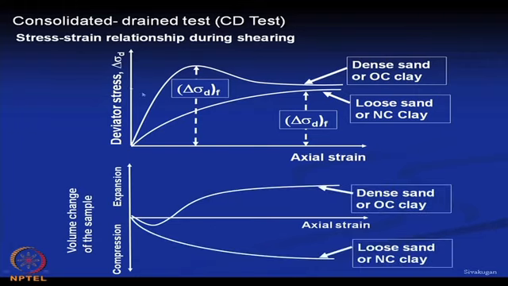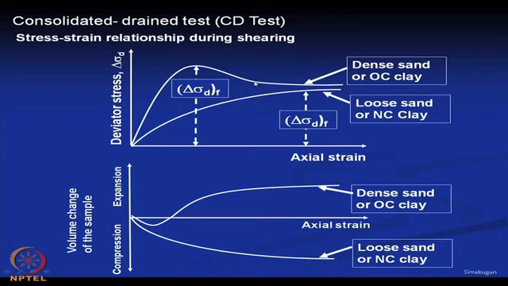So these are the typical sand or clay consolidated drained test, CD test, and the relationship during shearing. In the triaxial test, if I take this axis as the axial strain axis and this as the deviatoric stress, then this curve is for the loose sand or normally consolidated clay, and this curve is for the dense sand or over consolidated clay.